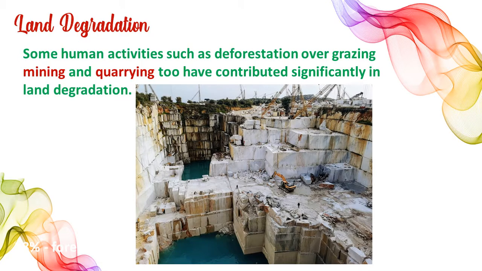Now come the human activities. Some human activities such as deforestation, mining and quarrying have contributed significantly to land degradation. Here you can see the picture of quarrying. What is the meaning of quarrying? Quarrying is not mining. At times, precious minerals or rocks like marble, quartzite or granite stones are available on the surface of the earth. People may quarry them with the help of machines, which you can see here.